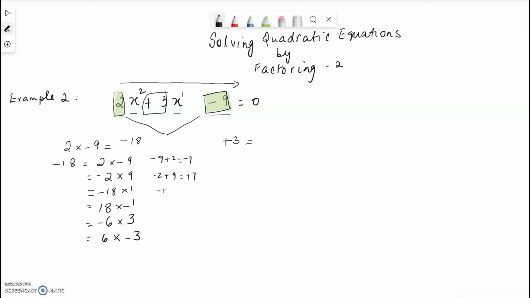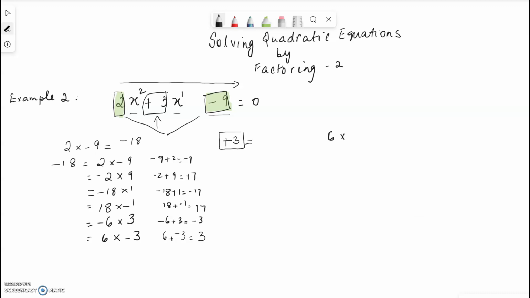We take the next. The factors add up to -17. In this case, the factors add up to +17. -6 plus 3 is -3. So the factors add up to -3. But we want the factors to add up to the coefficient of the middle term, which is +3. And the only one that works is the last one. So 6 plus -3 is 3.